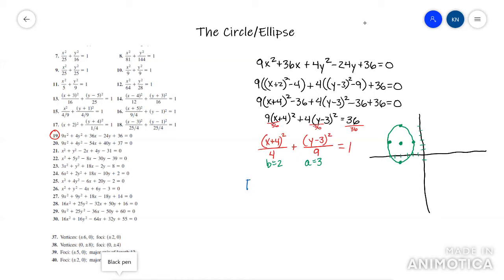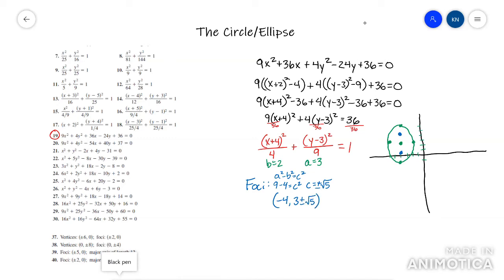Now they're probably going to want to know foci. All right, so you do your a squared minus b squared equals c squared, and you'll get 9 minus 4, which is 5. So c is plus minus root 5. So that puts it somewhere like here. And so to answer where the foci are, it's a vertical ellipse. So write down your center, which was at -4, 3. And you're adding that plus minus root 5 to the y value because it's a vertical ellipse here.